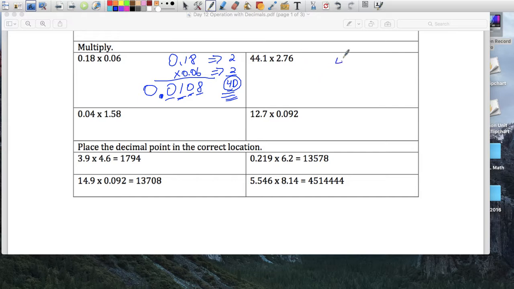Let's see if this is better. 44.1 times 2.76. Okay, this number has 1 decimal place, which is just a 1, right? This one has 2 decimal places, the 7 and the 6. So it gives us a total combined of 3 decimal places. So our answer needs to have 3 decimal places.